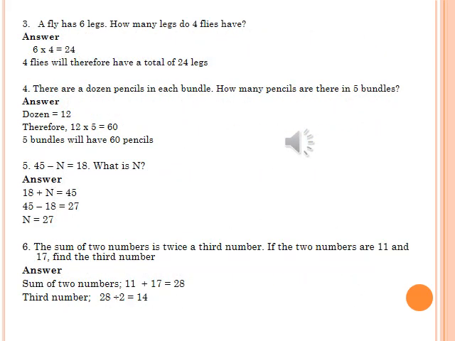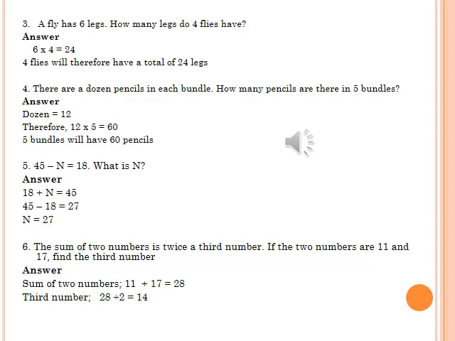Question 3. A fly has 6 legs. How many legs do 4 flies have? Answer. 6 times 4 equals 24. 4 flies will therefore have a total of 24 legs. Question 4. There are a dozen pencils in each bundle. How many pencils are there in 5 bundles? Answer. A dozen is 12. Therefore, 12 times 5 equals 60. 5 bundles will have 60 pencils.